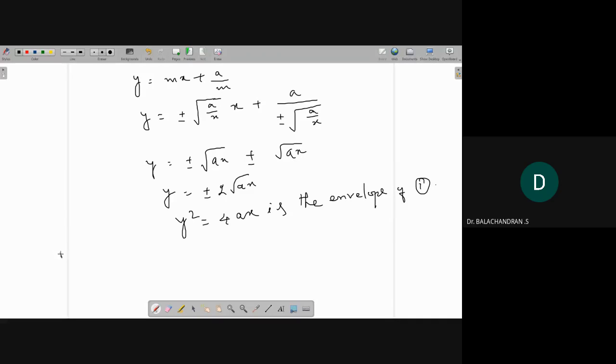Okay. So anybody got the answer for method two? Yes, sir. Got the same, method two also. Okay, very good. So I think you got the same answer. What is the quadratic in m equation? x m squared minus y m plus a equals to zero. Yes, correct.